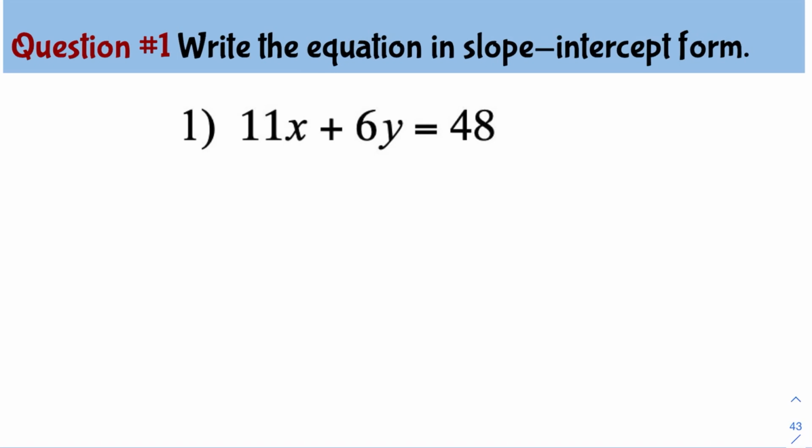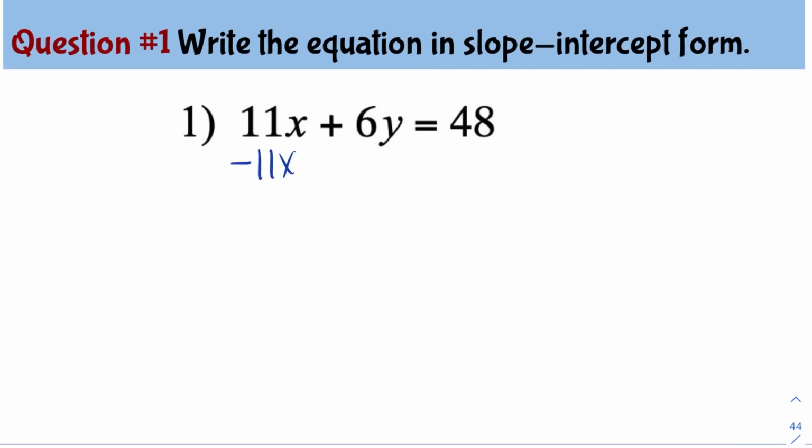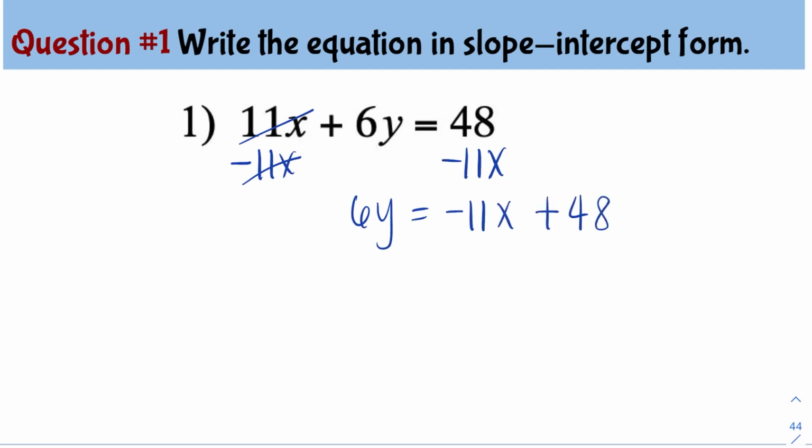So this means we need to do the inverse operation for 11x, which is minus 11x to both sides. 11x minus 11x is 0. Now we have 6y equals negative 11x plus 48. It's always a good idea to write the constant towards the end. Solving for y by itself, we now divide each term by 6.